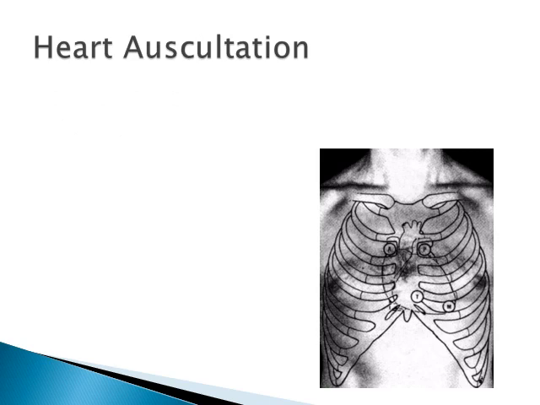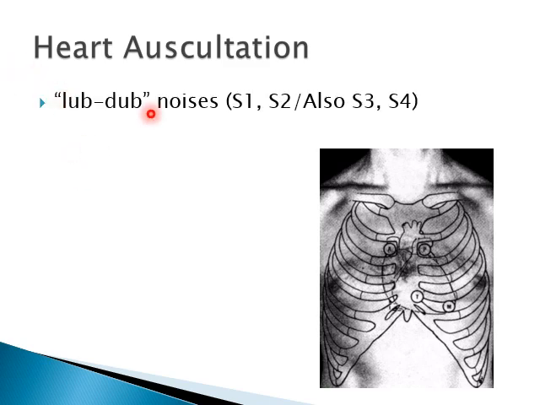Okay, so a heart auscultation is when you're using a stethoscope to essentially listen to the heart sounds. And what you're basically going to be doing is typically performing it over 4 distinct listening zones to check the different valves to make sure that they're working appropriately. So here we have, so you'll be listening for the lub-dub noises. Now first I'll talk about the actual locations, and then we'll talk about the actual noises.